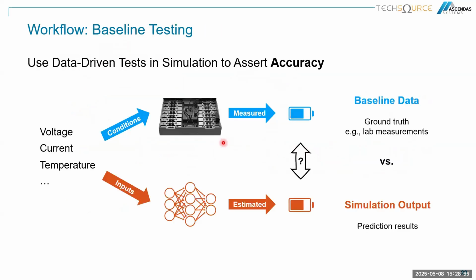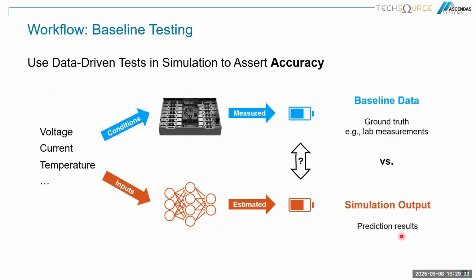For example, this one is the baseline testing. Say you want to test your data-driven deep learning model that came from the same parameters, and you bring the conditions to the real batteries and measurements, and this one uses the AI model instead. You compare the baseline testing with the ground truth, the lab measurement, against the predicted result.